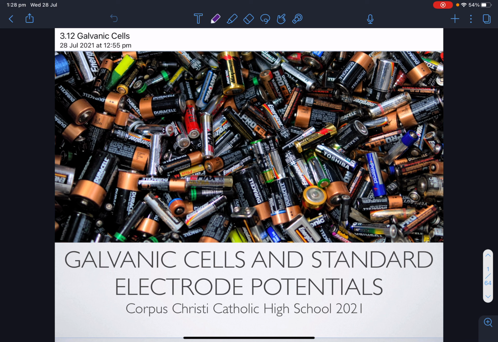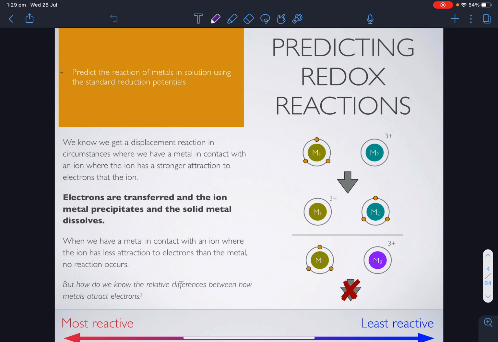So we know we get displacement reactions in circumstances where we have one metal in contact with an ion of another metal, where that ion has stronger attraction to the electrons. So for example here, I've got metal 1 and metal 2. Metal 1 is just a solid metal. Metal 2 is an ion, 3+. And here in this case we get a reaction happening where the electrons jump over to metal 2, because metal 2 likes electrons and attracts electrons more than metal 1. The other way we can say it is metal 1 is more reactive than metal 2. Metal 2 is more stable than metal 1.